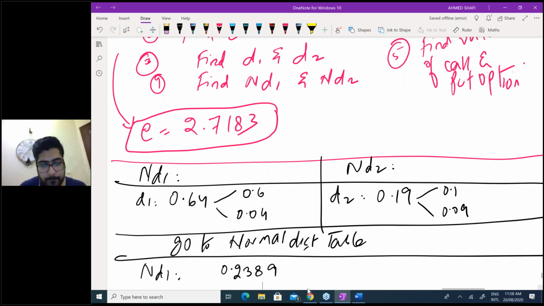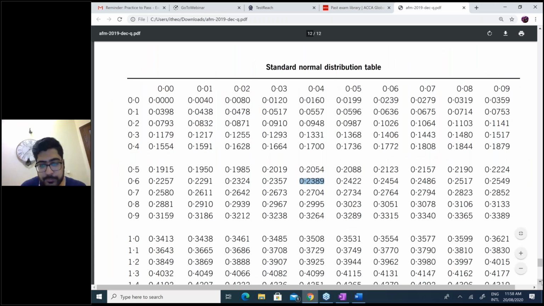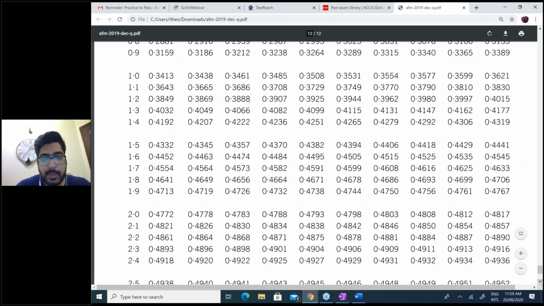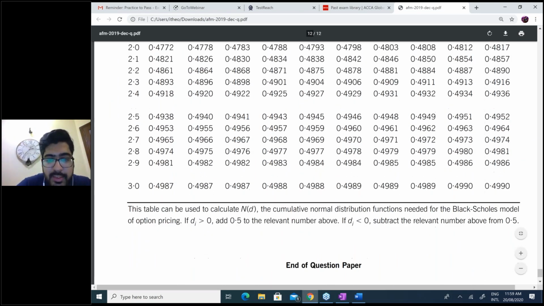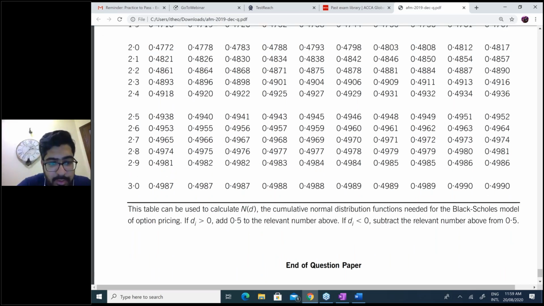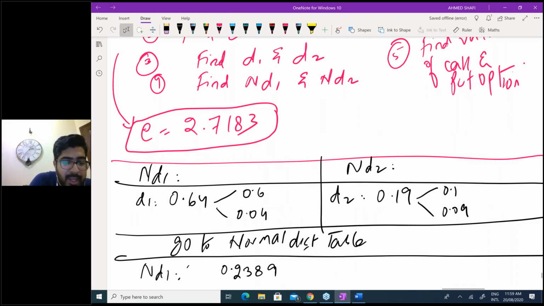But read this note also. This table can be used to calculate ND, the cumulative normal distribution function needed for the Black-Scholes model. If D is greater than 0, meaning positive, add 0.5 to the relevant number above. If D is less than 0, negative, subtract the relevant number from 0.5. Was your D value positive or negative? Your D value was positive 0.64, so add 0.5 to the relevant number above. This makes it 0.7389.